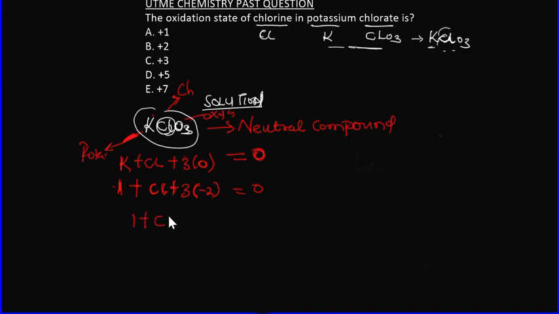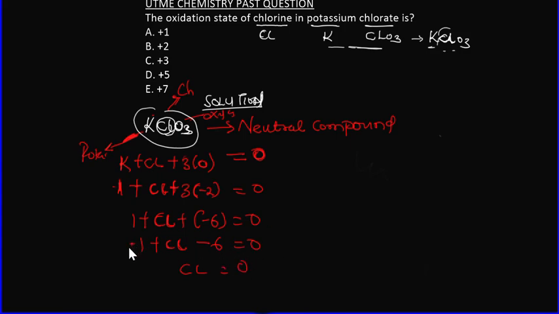So 1 plus Cl plus 3 times minus 2, which is minus 6, equals 0. So we have 1 plus Cl plus minus 6 equals 0. Sorry for using the red pen. So let's just collect like terms: Cl equals 0, and this comes here.